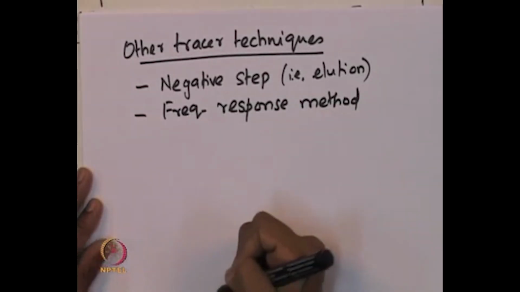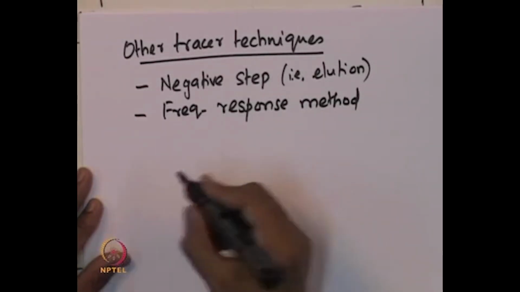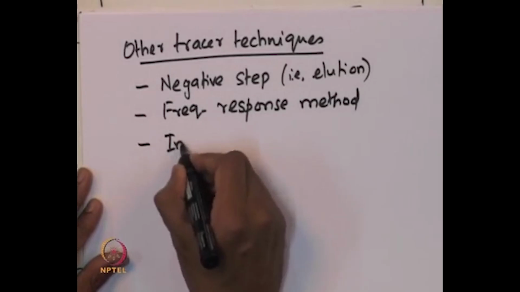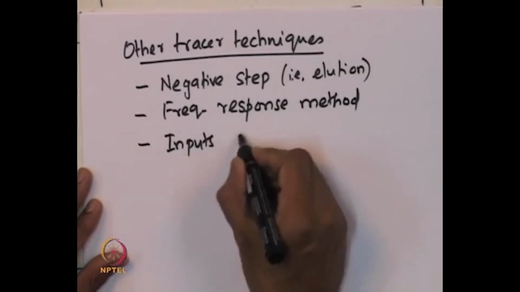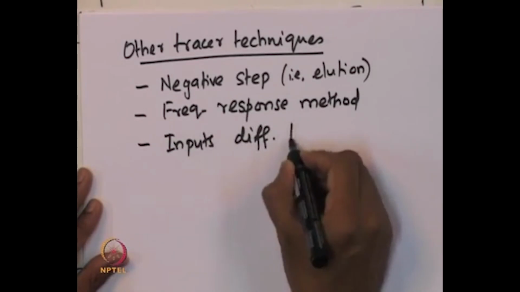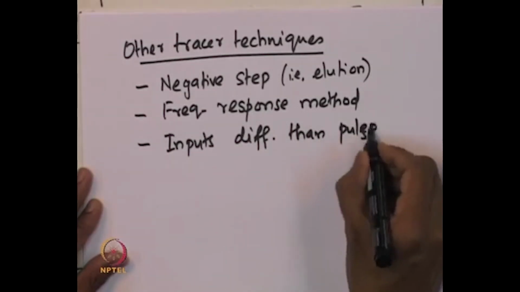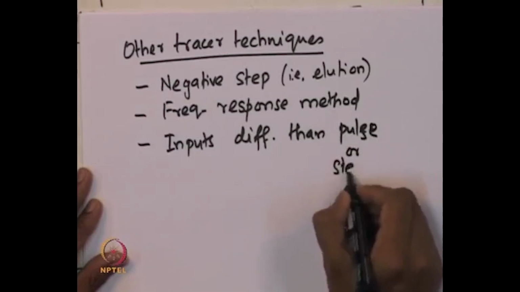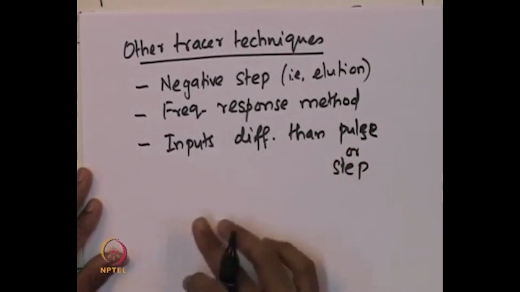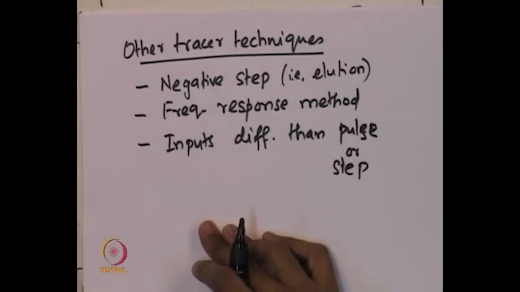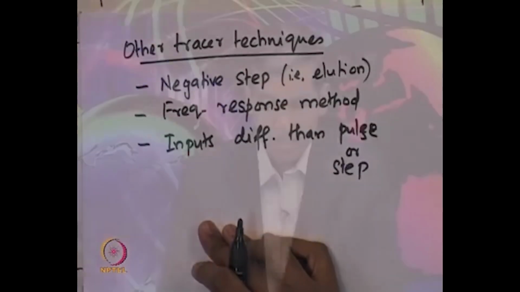It is called the frequency response method, and the third method is basically one can use inputs which are other than pulse or step. So, there can be other types of inputs that can actually be provided, and these are not very common methods, and so it will not be discussed in this course.